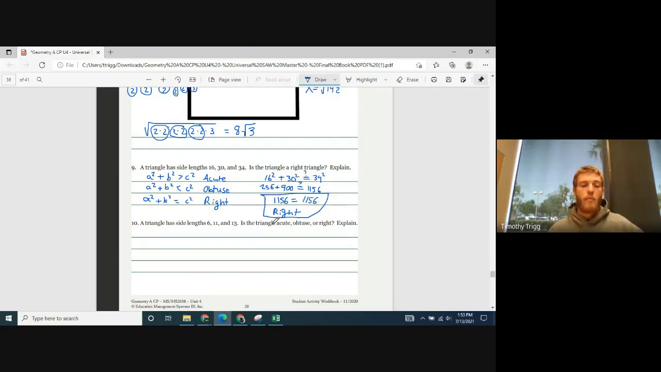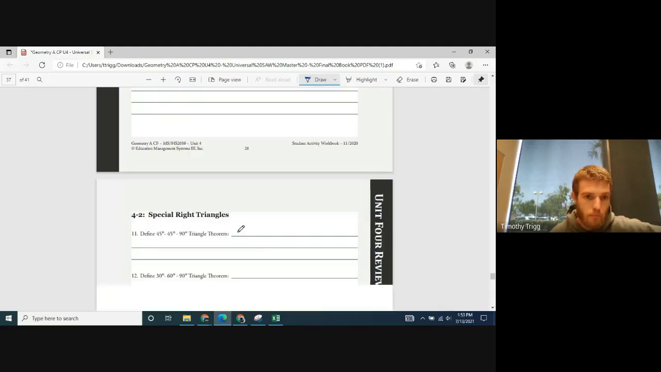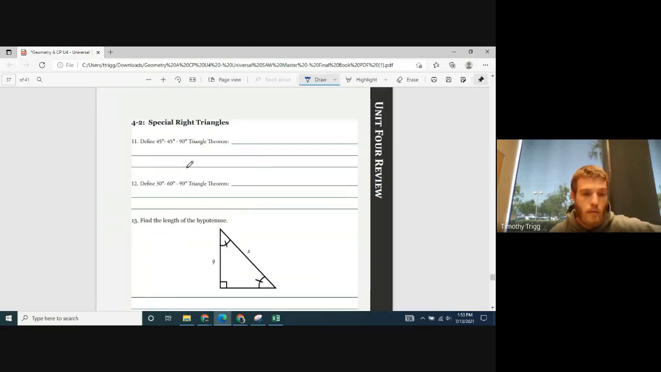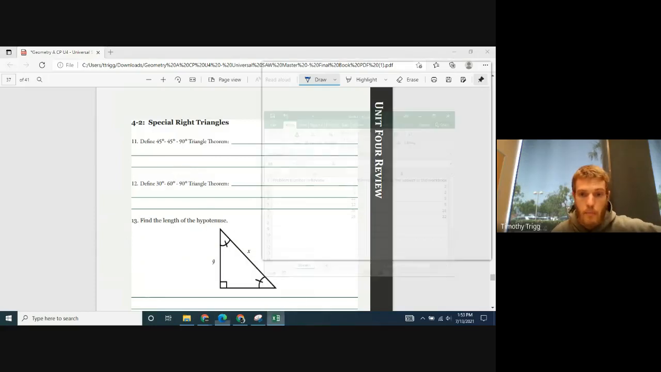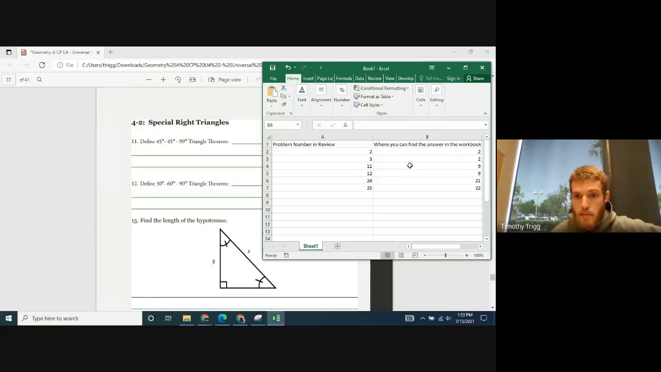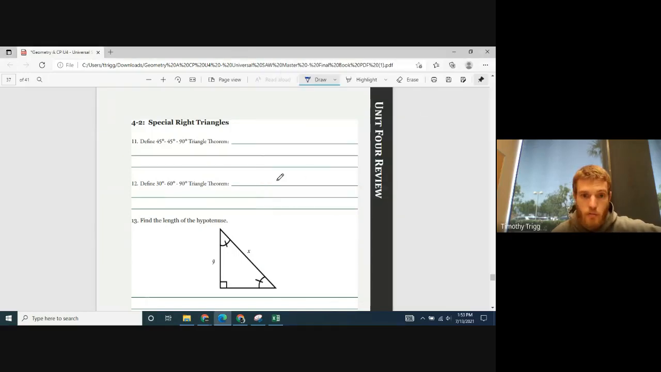Okay. With that in mind, why don't you go ahead and try number 10 on your own? It's the same type of question, just with different numbers. You're going to tell me whether it's acute, obtuse, or a right triangle. For number 11 and 12, you're going to go to page 9. Both of these are going to go on page 9. So for both of these, you'll find the answer on page 9. Okay, so go to page 9 and put those definitions in there.